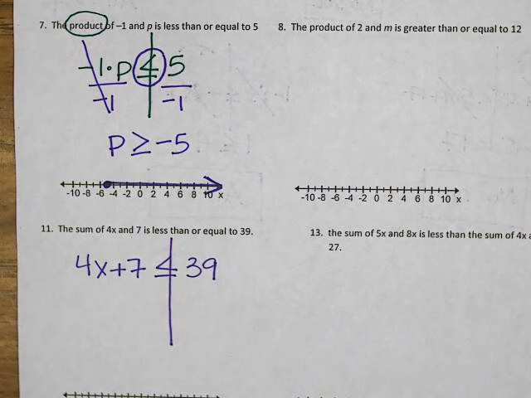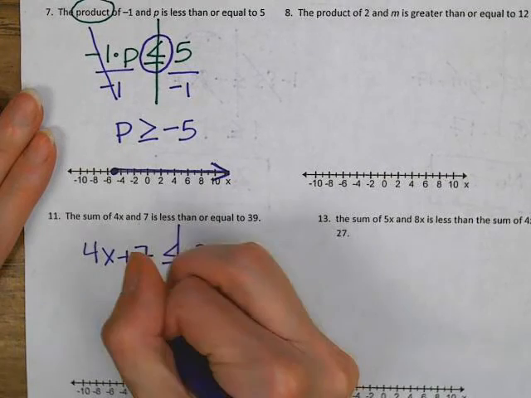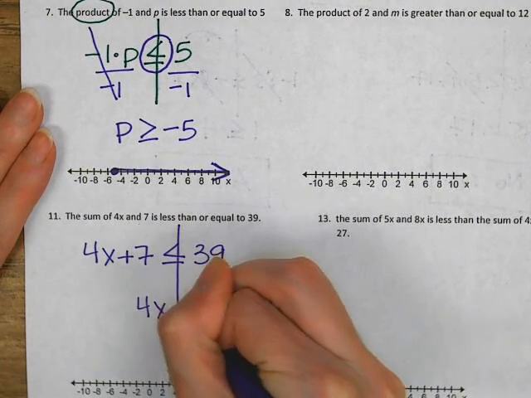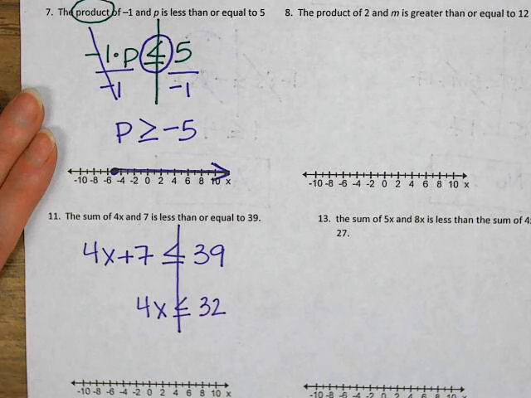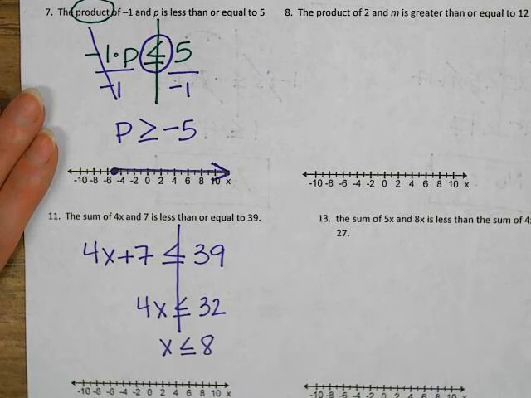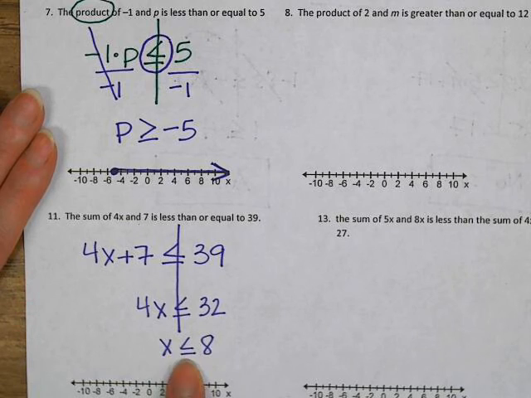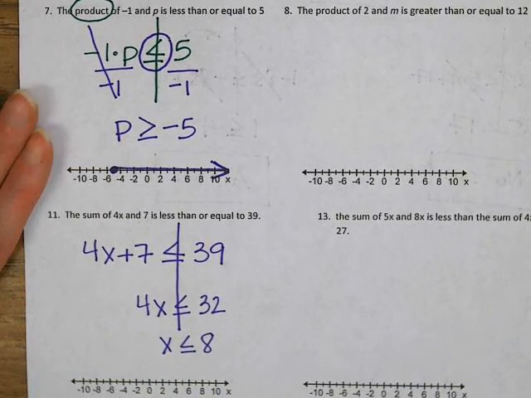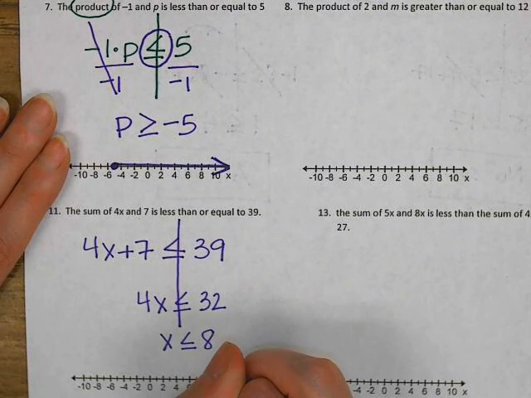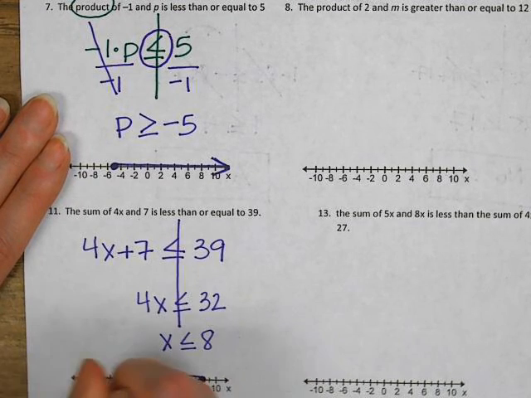All right, so hopefully you guys know how to solve this. Minus 7, minus 7, you get 4x is less than or equal to 32. Divide by 4, you get x is less than or equal to 8. No symbol flipping because we did not multiply or divide by a negative. And that is a closed circle at 8, and less means the arrow goes left.